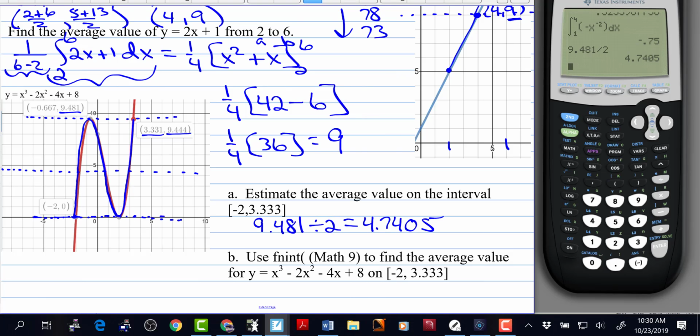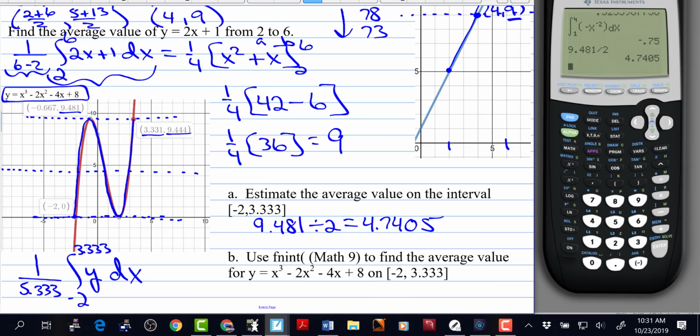Use our calculator to find the average value. So it's 1 over b minus a. 3.333 minus negative 2 is 5.333, times the integral from negative 2 to 3.333 of, here's the function right here, we'll just call it y dx. By the way, that's perfectly legal on the AP test. If the problem says y equals this stuff, you don't have to write this stuff. You can just replace it with y and they will accept that. That's fine, as long as they're equivalent.